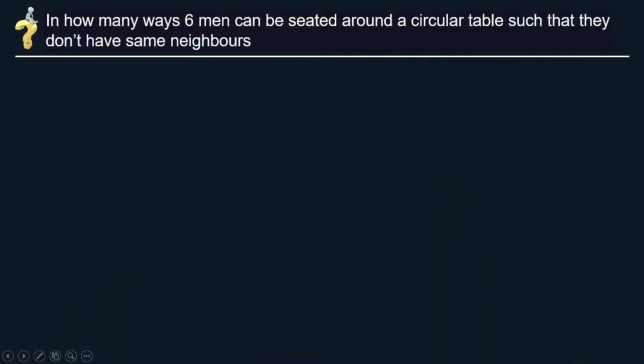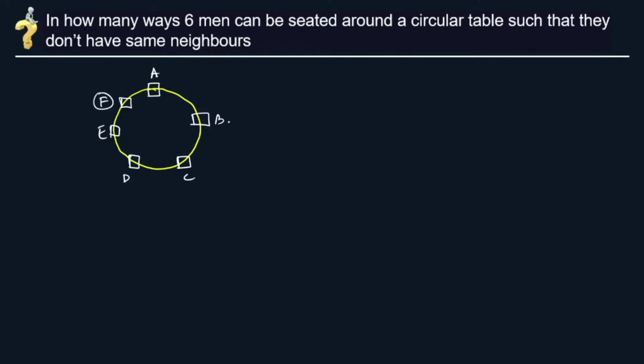Now they have said in this question that there are 6 men seated around a circular table such that they don't have the same neighbor. Let me just draw those 6 men. Let us say these are the 6 men. Let me give a name. A, B, C, D, E, F. Now, can you please tell me who are the neighbors of A? They are F and B.